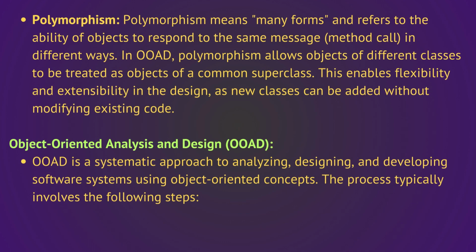Polymorphism. Polymorphism means many forms and refers to the ability of objects to respond to the same message, method call, in different ways. In OOAD, polymorphism allows objects of different classes to be treated as objects of a common superclass. This enables flexibility and extensibility in the design, as new classes can be added without modifying existing code.